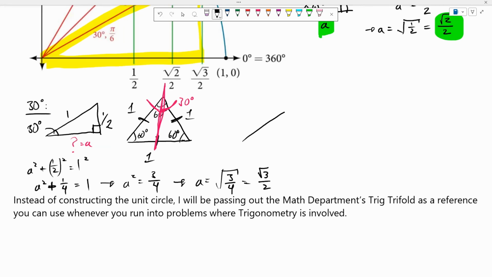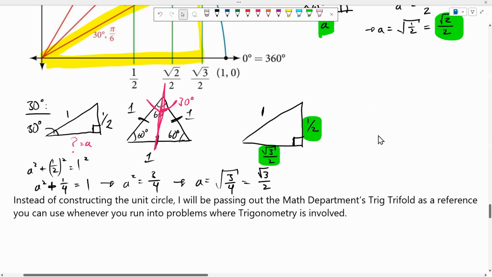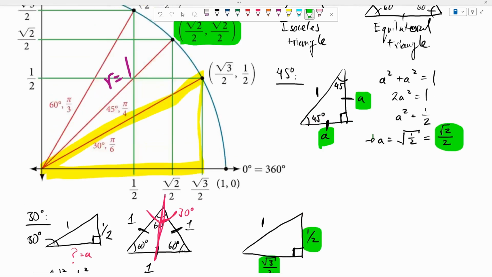So our new triangle here, I'm going to fill it in separately. If this is 1, we found out that this has got to be 1/2. This piece has got to be the square root of 3/2. And these are the 3 points that I really want, this one and this one. The x component and the y component. This is how you construct these values using just basic geometry.